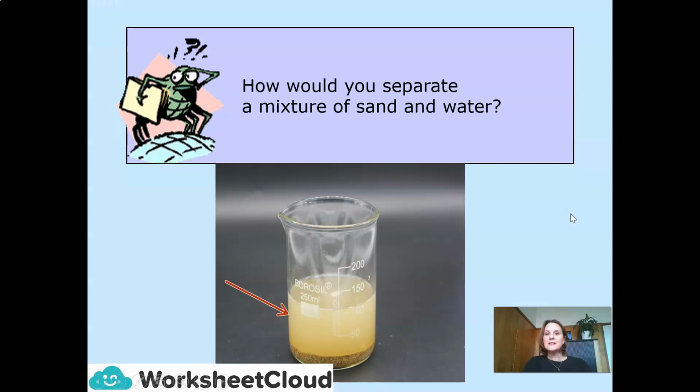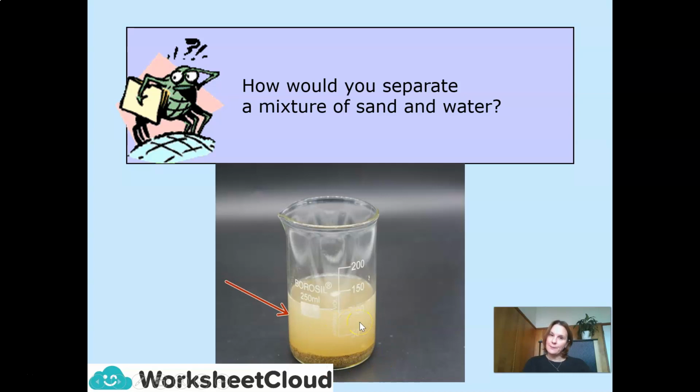Right, how would you separate a mixture of sand and water? Now, sand here is our solid and our water is our liquid. In scientific terms, we call the water the solvent and we call the sand the solute. And this has made up a mixture. However, the sand, the solute, is insoluble in the solvent. It's not able to dissolve, and that is why we can still see the two different components.